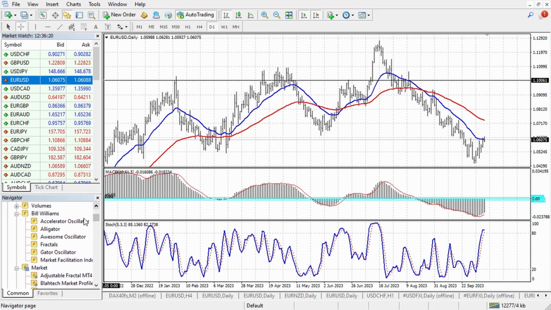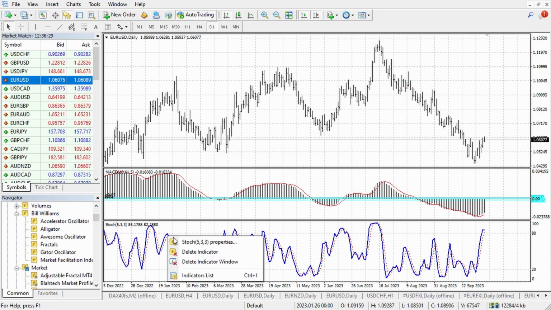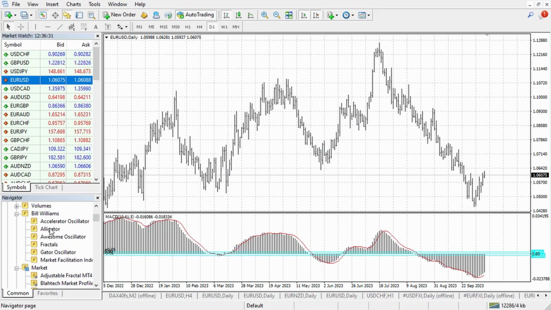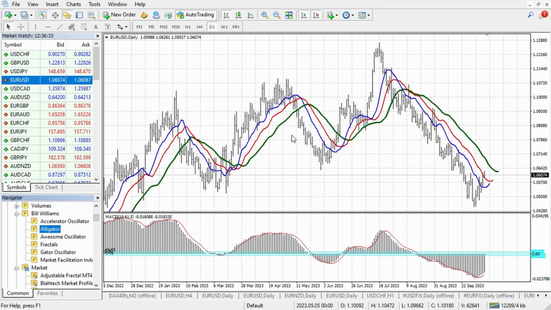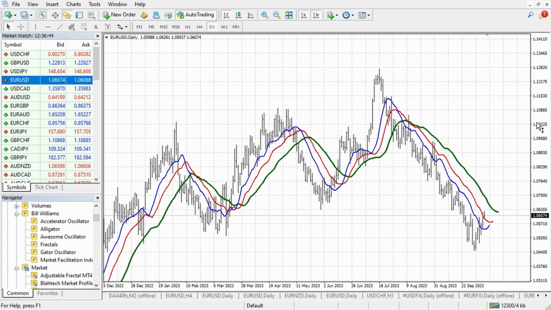So over here you see in MetaTrader, we are talking specifically about Bill Williams. Let me remove these moving averages and you will see what is the Bill Williams system. So Bill Williams used three, as you can see here, three moving averages. It doesn't matter the settings right now, but he called them the alligator.